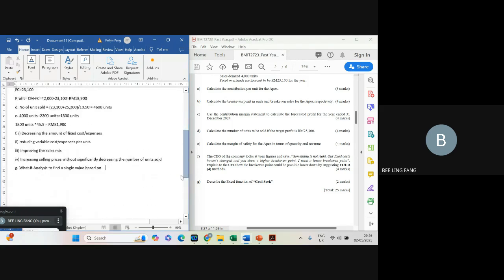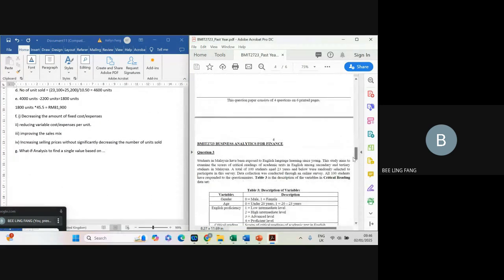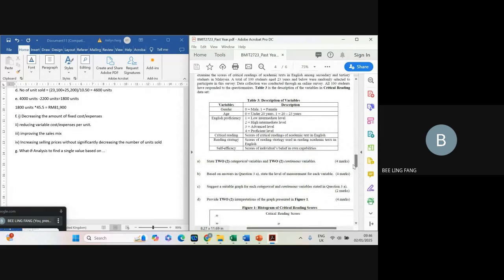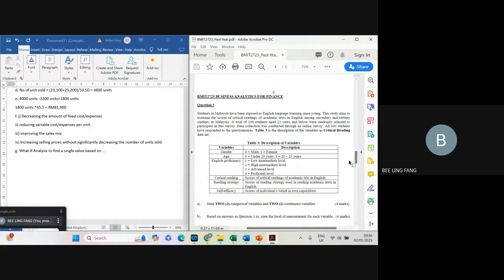So this is question 1. Okay. So question 2, just now I covered cost budgeting already, right? Okay, now I go to question 3. Question 3 is more on descriptive statistics. I will just briefly go through it, right? We are running out of time.